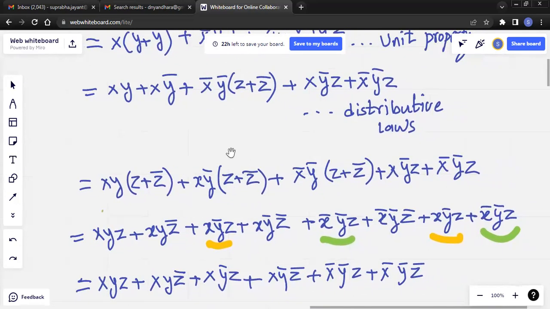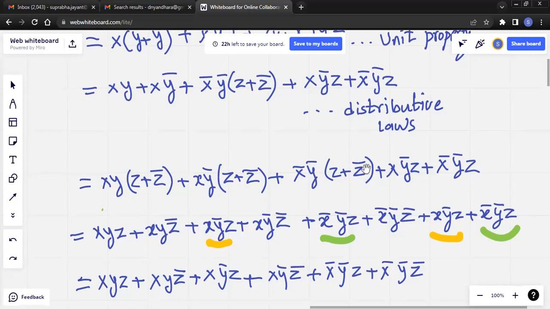Going next, here x bar y bar is there. Let us multiply this inside. So we'll have x bar y bar in bracket z plus z bar. We will open it later. Going here, these terms are copied as they are. Now let us open this.